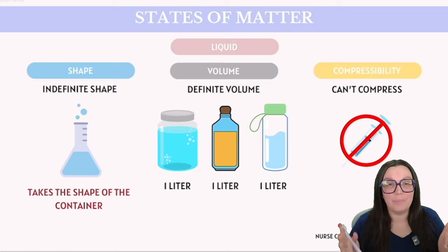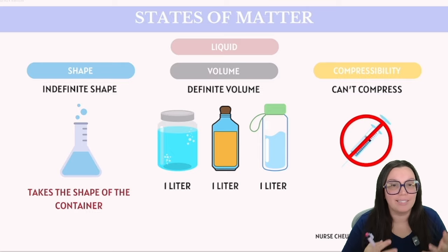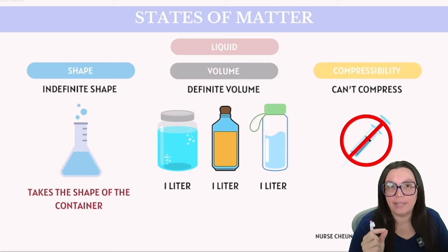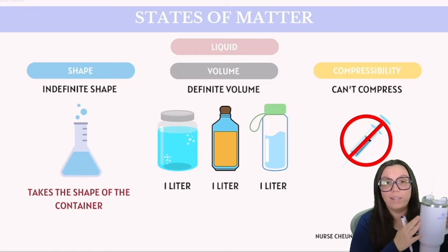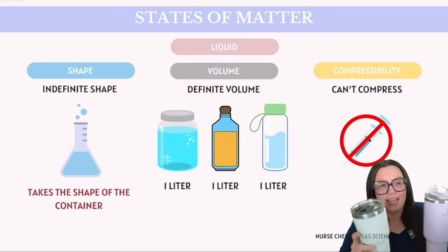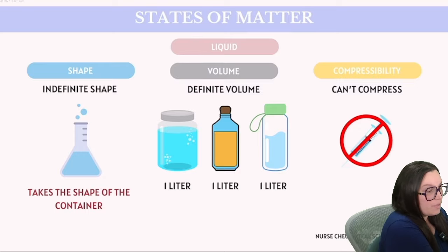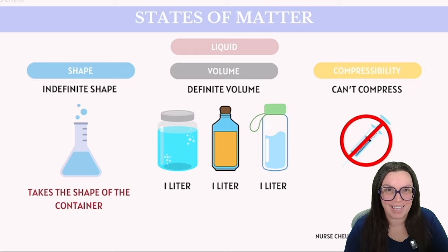However, a liquid maintains a definite volume. For example, regardless of the container's shape, if you measure the liquid, the volume remains consistent. Say I have 1 liter in this bottle, and I dump that 1 liter into this bottle. It doesn't matter whether the bottle shapes are different, that liquid volume is going to remain the same.